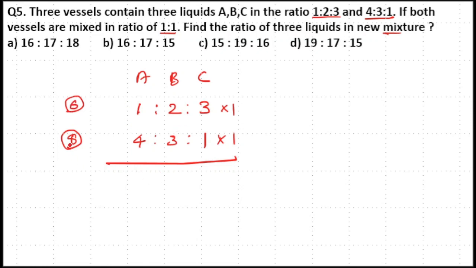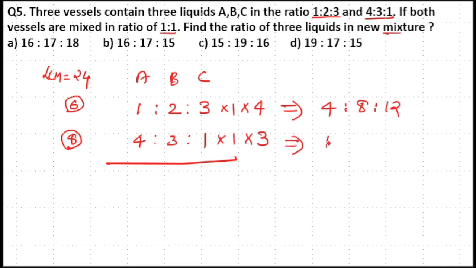Here, LCM of 6 and 8 is equal to 24. 6, 4 times 24. So, multiply first ratio with 4. 8, 3 times 24. Multiply 3 with the second ratio. That means 4 into 1, 4. 4 into 2, 8. 4 into 3, 12. Second ratio become 3 into 4, 12. 3 into 3, 9. 3 into 1, 3.